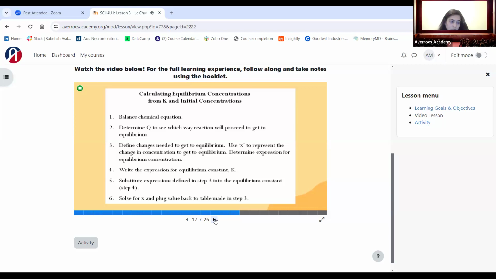Four, write the expression for the equilibrium constant K. Number 5, substitute the expressions defined in step 3 into the equilibrium constant, solve for X, and then plug your value back into the table made in step 3. So here are some general steps for you, and we'll go through some examples.